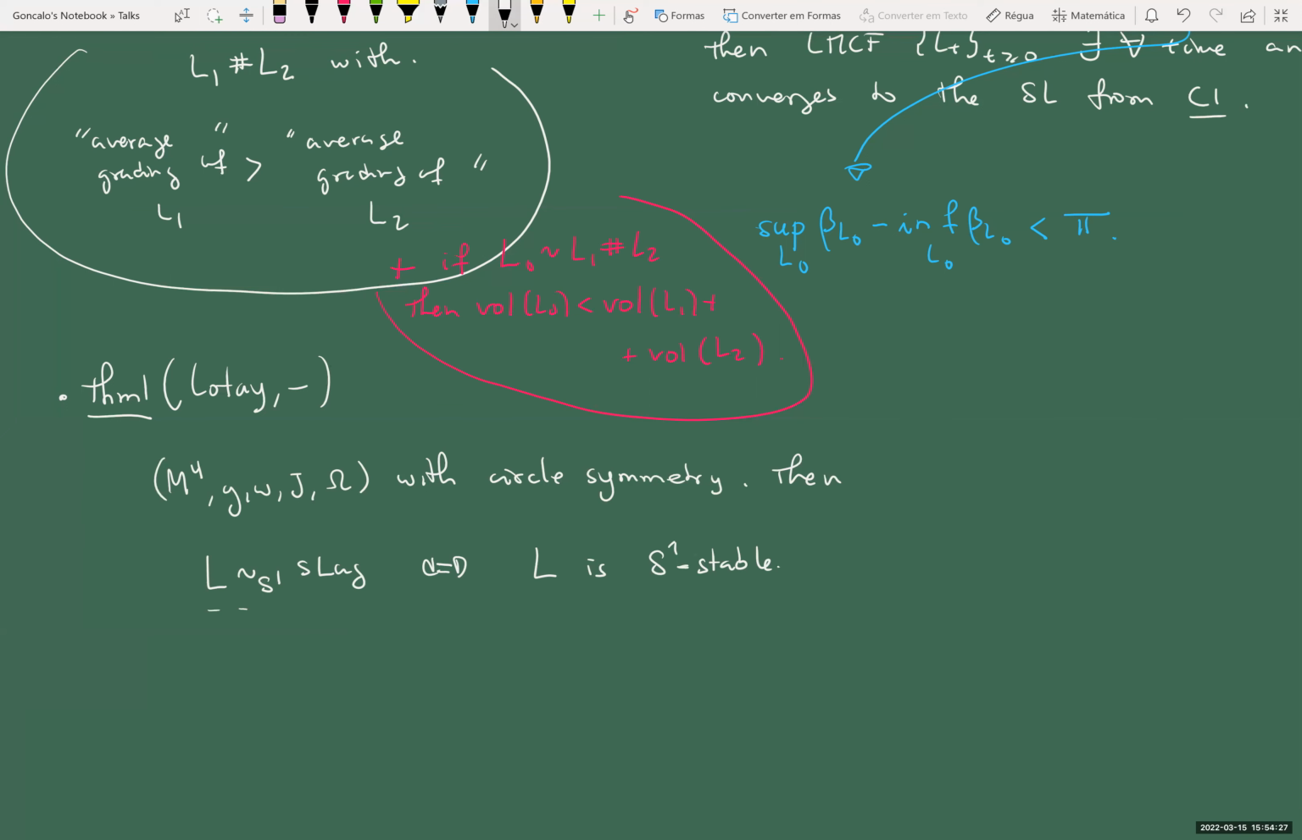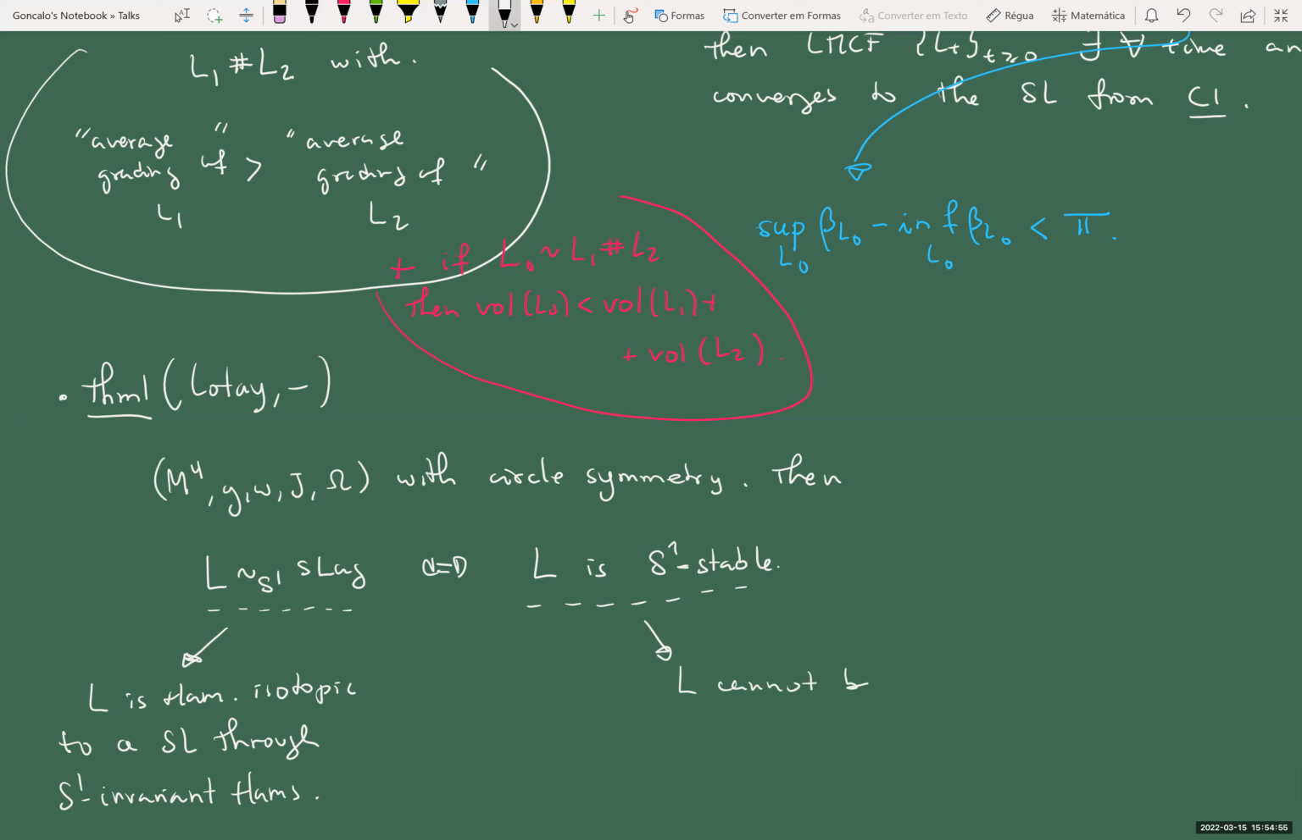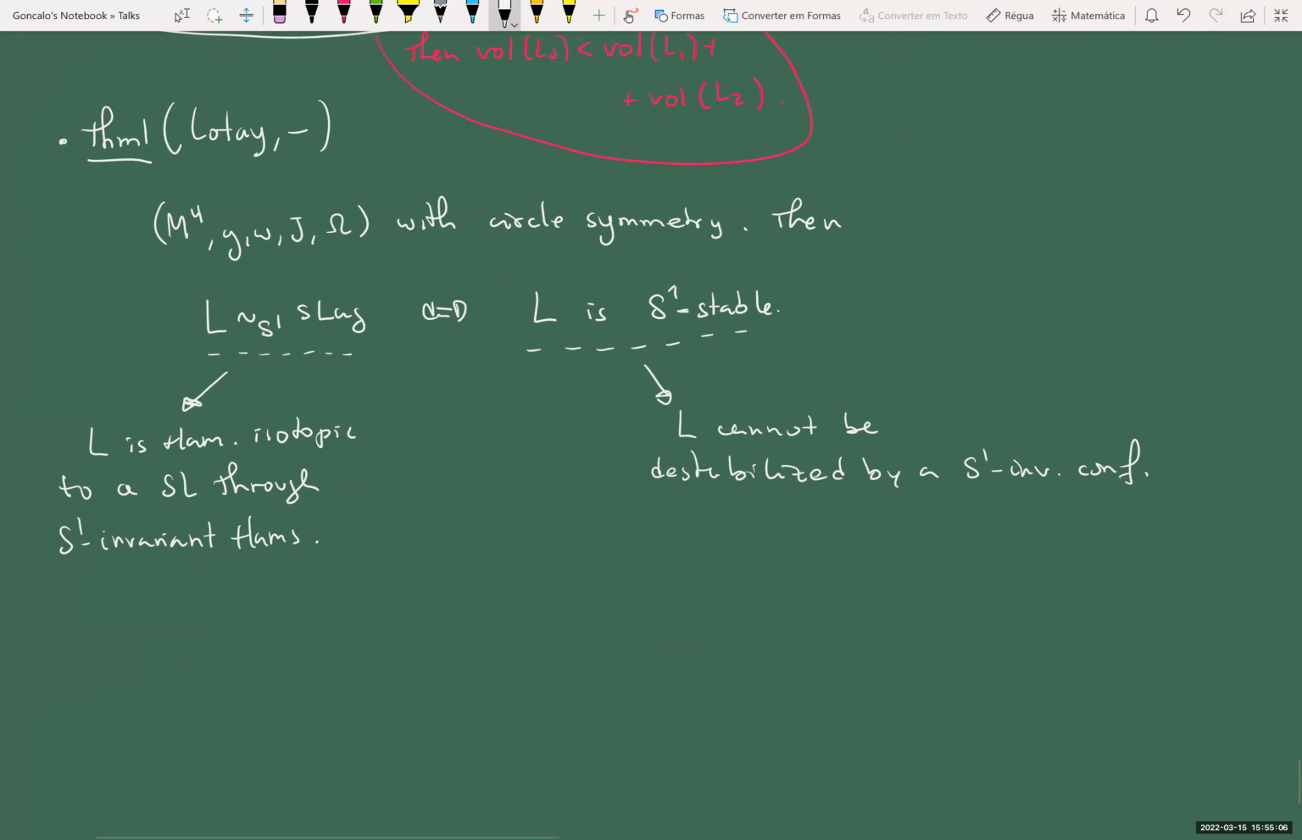So I'll just say again what the left-hand side means and what the right-hand side means. The left-hand side means that L is Hamiltonian isotopic to a special Lagrangian through S1 invariant, circle invariant Hamiltonians. And the right-hand side means that L cannot be destabilized by a circle invariant configuration. Okay, so that's the first theorem.